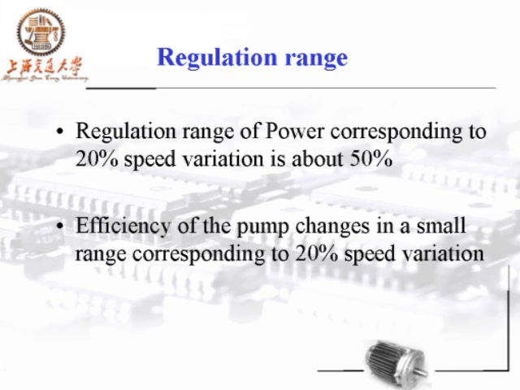This comes from the function of P and N. And the efficiency of the pump changes in a small range corresponding to this range of the speed variation; its efficiency is usually high.